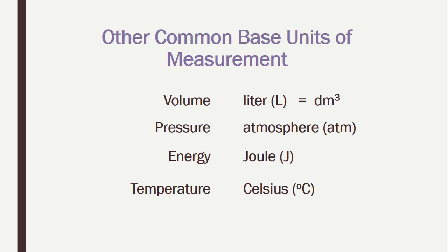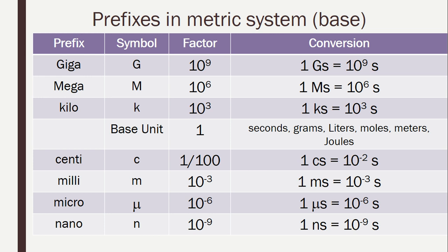So here's the big thing. Here's the big epiphany I had this weekend. This is what you need for prefixes. You need to memorize-ish one of these two things. In this case, the base unit is always converted to one of the prefix units. So 1 gigasecond, where the giga symbol is a capital G, equals 10 to the ninth seconds.